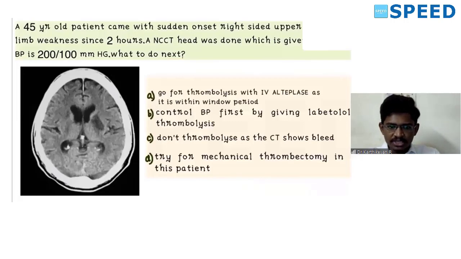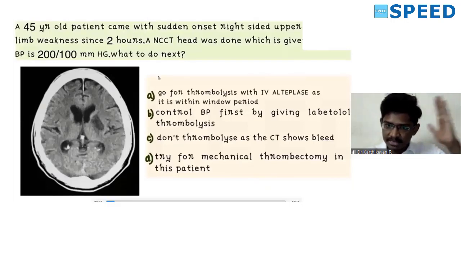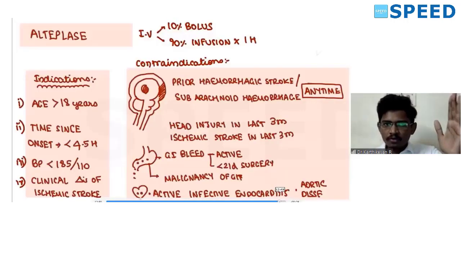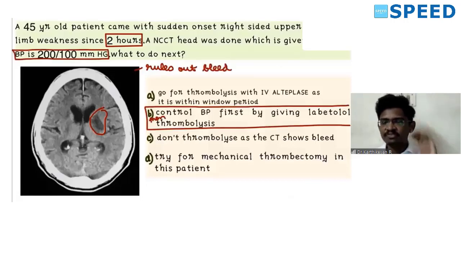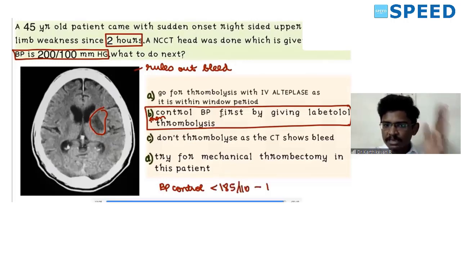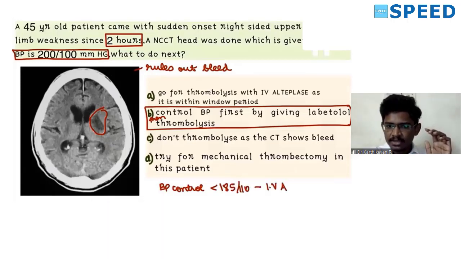So the answer will be, for this patient, he has come within the window period, so he is eligible for thrombolysis. He is an ischemic stroke patient. Yes. He has come within window period. Yes. So he is eligible for thrombolysis. But still, BP is more than 180 by 110. So first, you should go for control of BP in this patient. Then you should start giving thrombolysis. So option will be B. Control BP first by giving labetalol, then go for thrombolysis. That's it for the day.